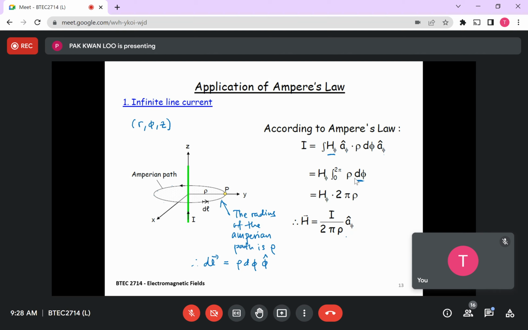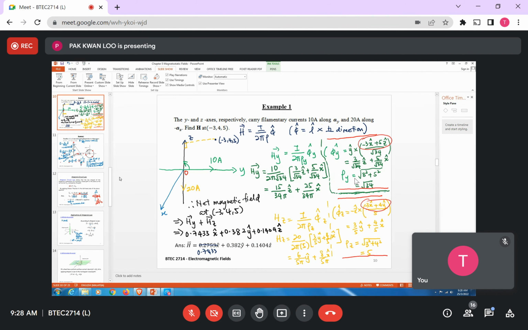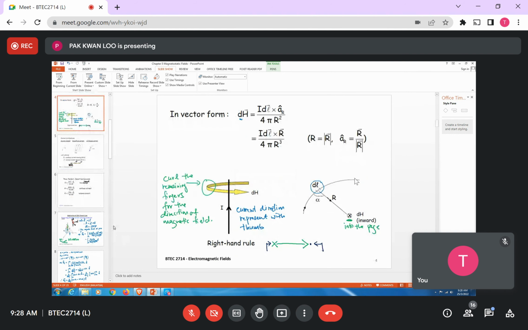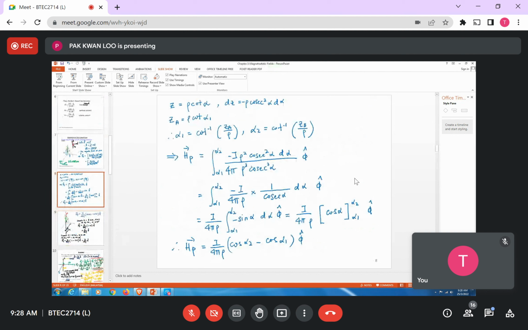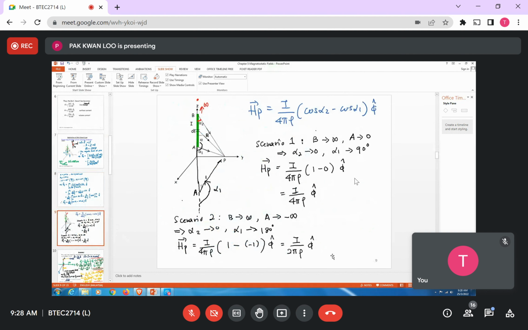This is similar to the special case of the infinite line when we apply the Biot-Savart law. So let me bring you back a few slides earlier, just so that you know. We have a similar situation at this point.